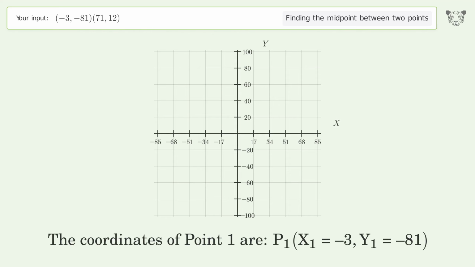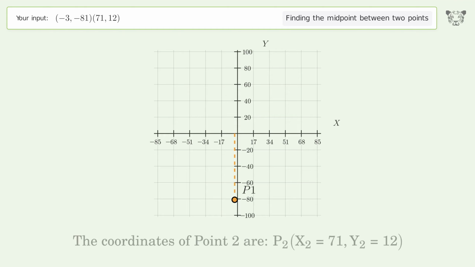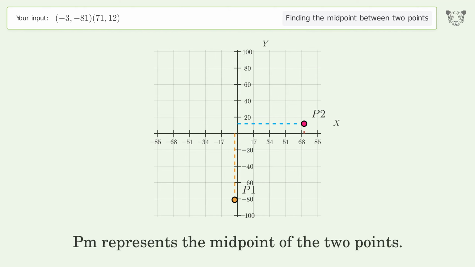The coordinates of point 1 are, x1 equals negative 3, y1 equals negative 81. The coordinates of point 2 are, x2 equals 71, y2 equals 12. PM represents the midpoint of the 2 points.